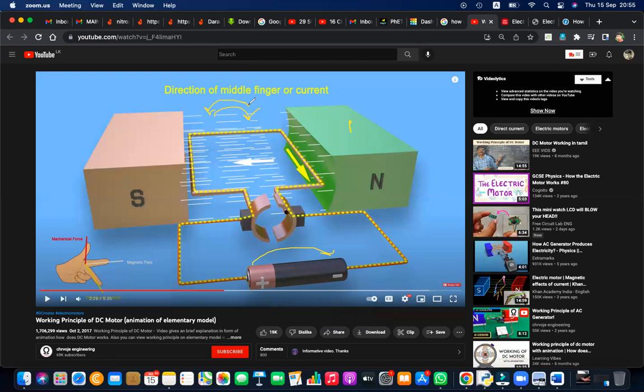Motor will turn the other way. Okay, so you can test this with a small motor. I think we have a motor in Tinkercad, so you can test with that.